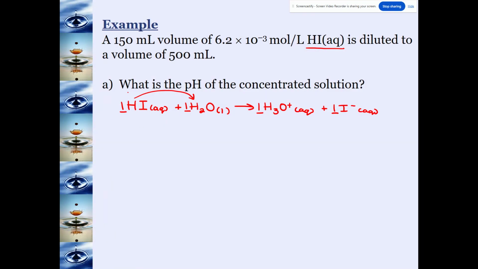Okay? I am given the concentration of the acid. I want to find the concentration of the hydronium ion in order to find the pH. So this is 6.2 times 10 to the negative 3 moles per liter. So the concentration of my wanted is going to be the same because my wanted over given is 1 over 1. But it's still something, if this were a written question, it's still something you'd want to show.